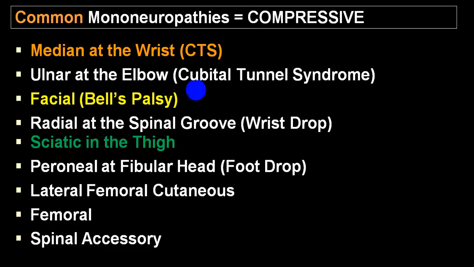Some of the common compressive neuropathies, classical example is carpal tunnel syndrome. Another common is Bell's palsy, and the third common is sciatica. These three are very common. Then you can come across multiple others, like cubital tunnel, that is ulnar nerve. Then you can get radial nerve involvement at the spiral groove, we call Saturday night palsy. Peroneal nerve at fibular head, we call foot drop, etc.